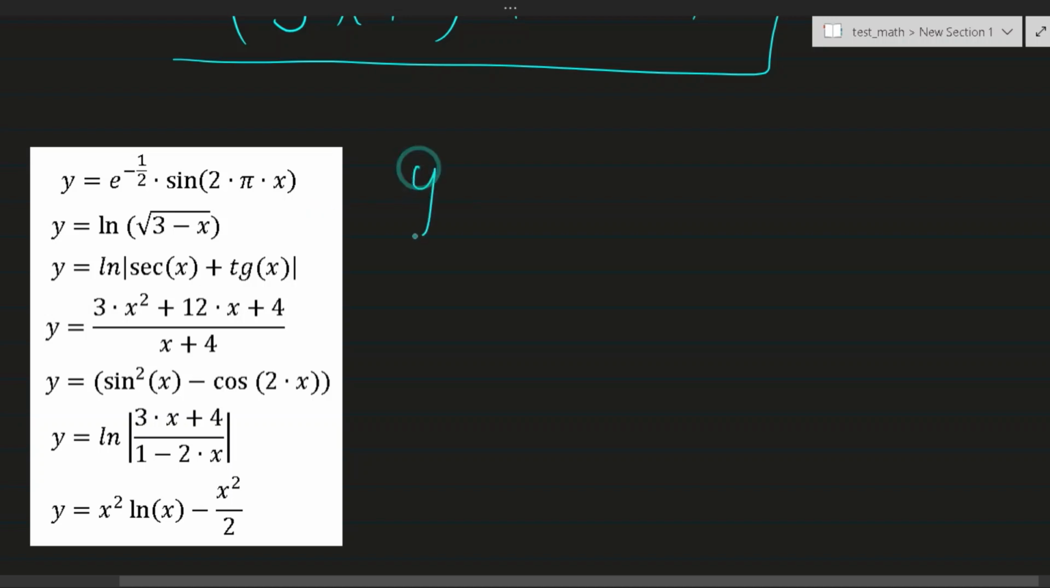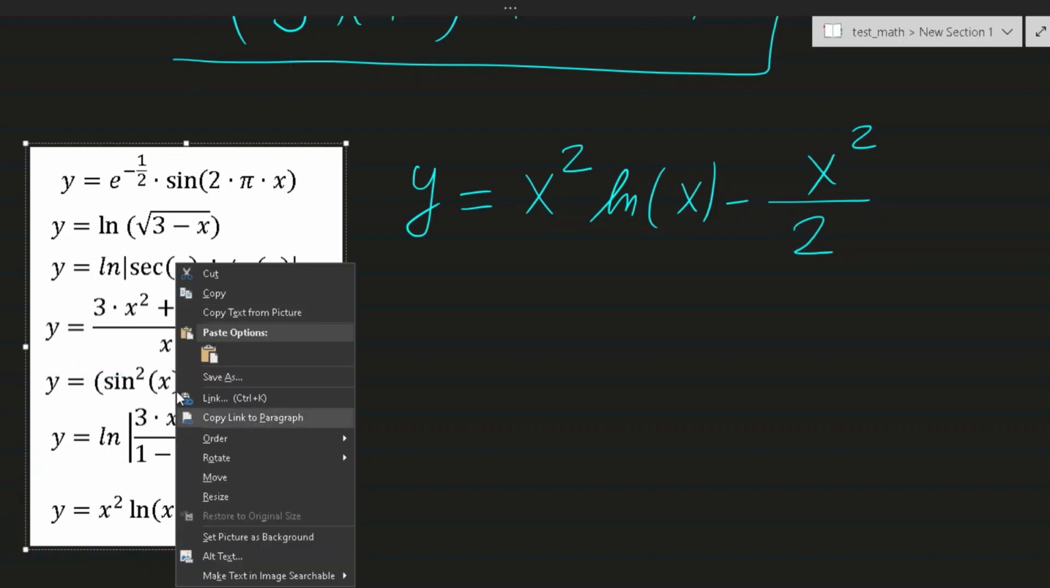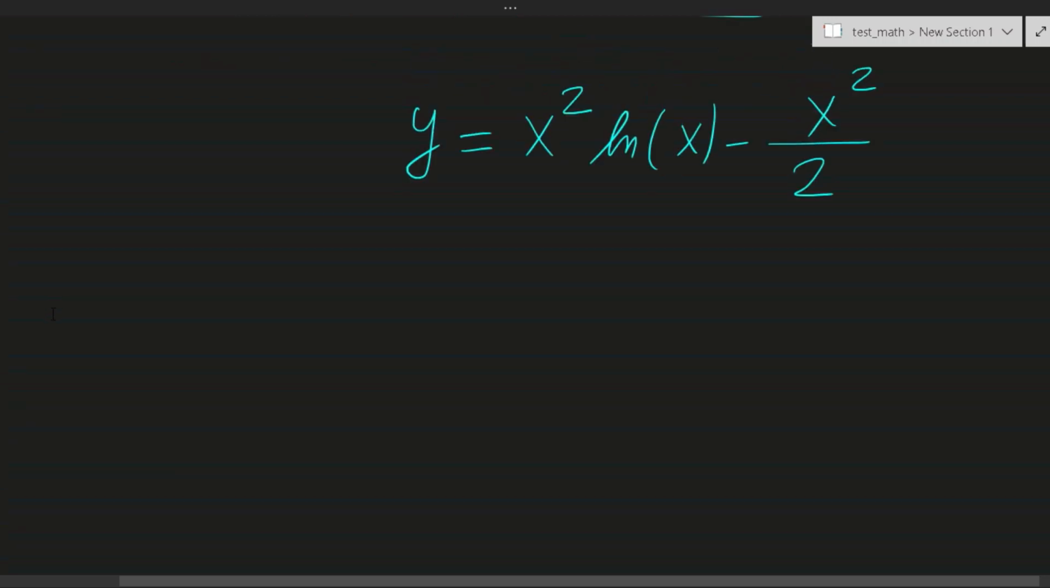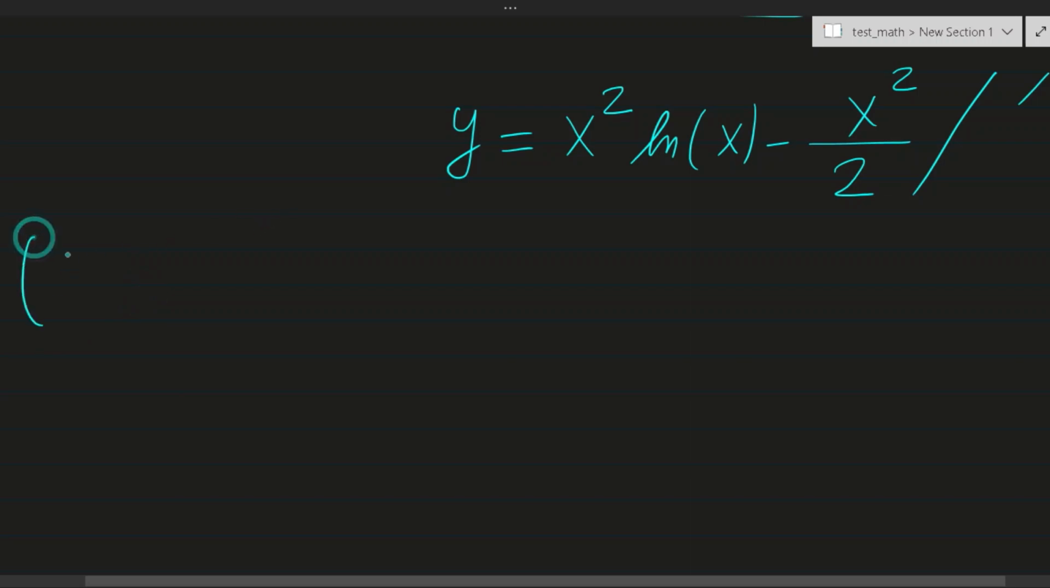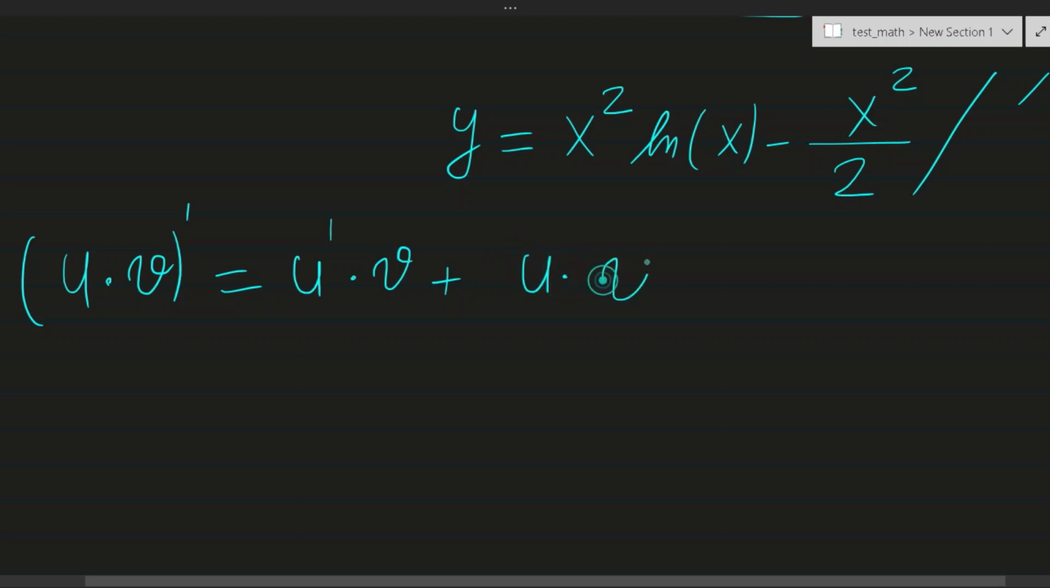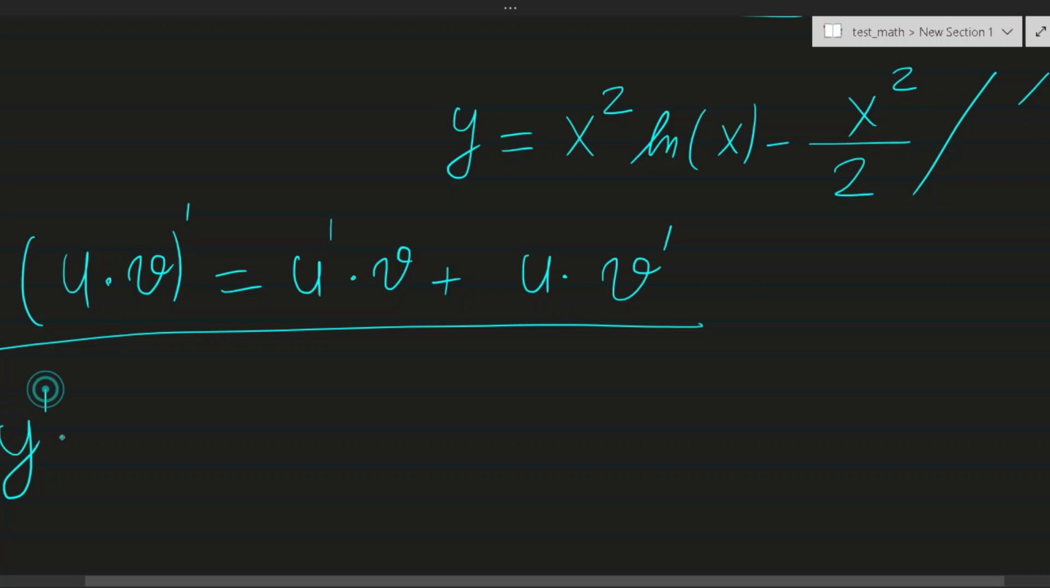What we have, y equals x to the power of 2 ln x minus x to the power of 2 over 2. Just this, delete. Now we must derivate this expression y. We must use the rule, just a second. We must use this rule. We have derivative of u times v plus u times derivative of v. Remember this rule. Now we are going to derivate. Here, remember, this is u, all this ln x is v.